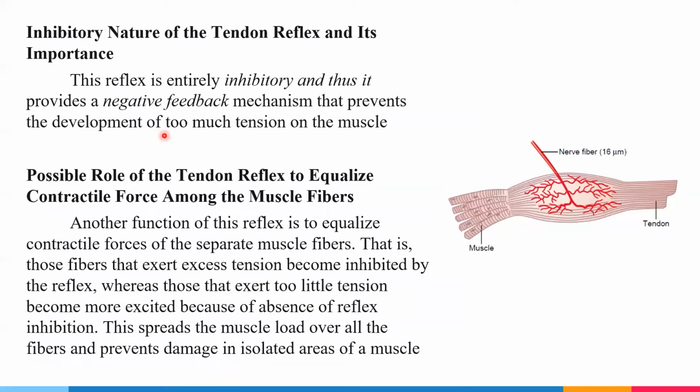Next, we look into the inhibitory nature of the tendon reflex and its importance. This reflex is entirely inhibitory and thus it provides a negative feedback mechanism that prevents the development of too much tension on the muscle.